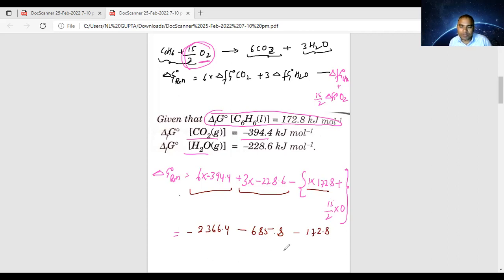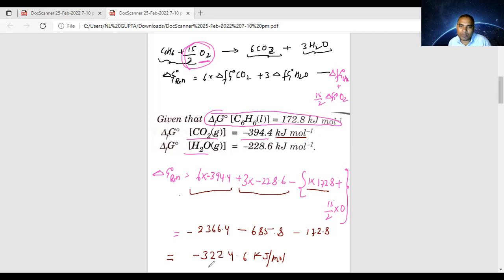Now what we need to do, these all are negative, and in the negative term, it is going to add. So how much is coming? This is the minus 3,224.6. These all values are kilojoule per mole. So this is also coming kilojoule per mole, right? This is the value.